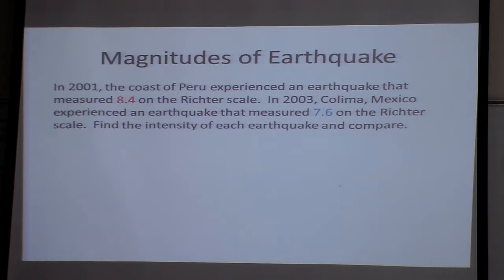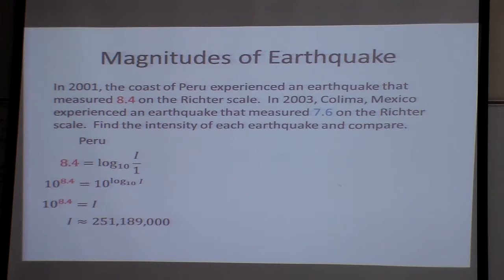Let's talk about a real earthquake. One in Peru that had 8.4 and one in Mexico that was 7.6. Let's find the intensity of each one. Well, remember our formula, R is equal to this right here, and if I sub 0 is 1, I don't even need the 1, but I showed it there. How would I get rid of log 10? Well, take it to the 10th power. So 10 to the 8.4 makes this side just become I, and 10 to the 8.4 is 251 million.